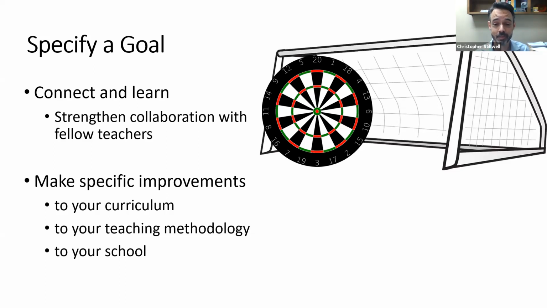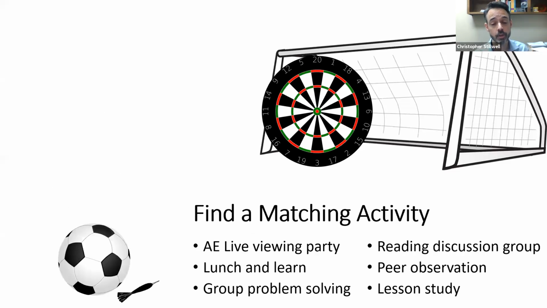That's a good start. So we might try to connect and learn, just strengthen through collaboration. Or we might make specific improvements to our teaching or our curriculum or our school. Once we've got a good goal, we want to find a matching activity. Now, some possible activities include things we will talk about today. The AE Live viewing party. Hey, that sounds good. Lunch and Learn is another one. Group problem solving, reading discussion group, peer observation, and lesson study. We'll talk about all of these a bit more as we go forward in today's session.